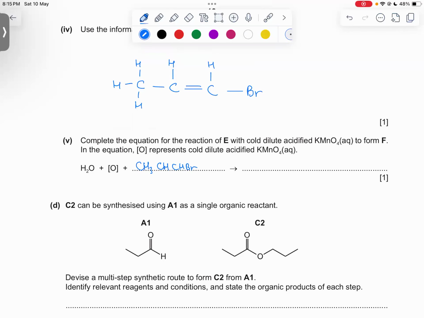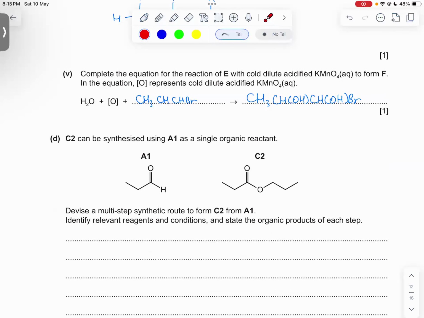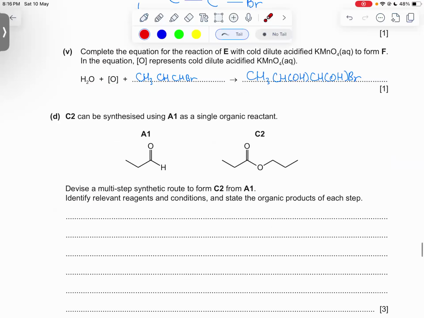All right, and when they react, it forms a diol, right? So we say CH3, CHOH, the H will stay, the double bond breaks. The CHOH, another one. All right, and then Br. This will be our equation. And because we see that there are two O's over here, there are two hydrogens over here, everything seems to be completely balanced.